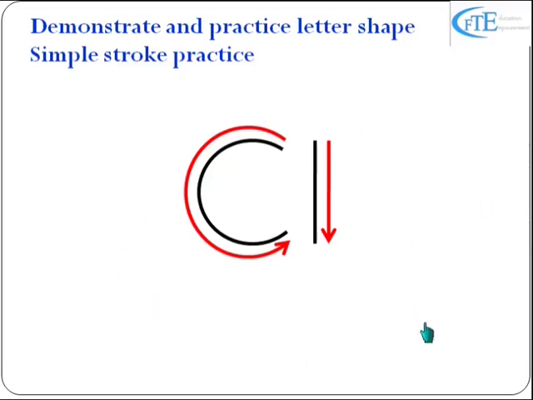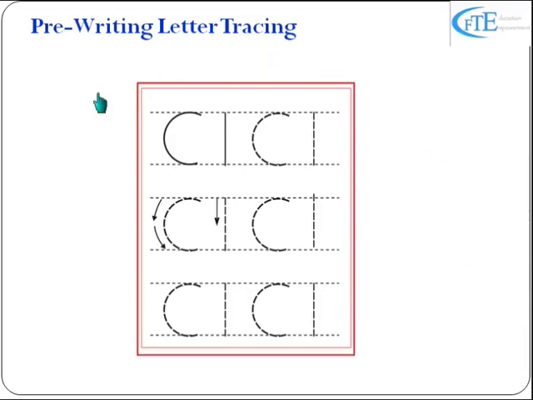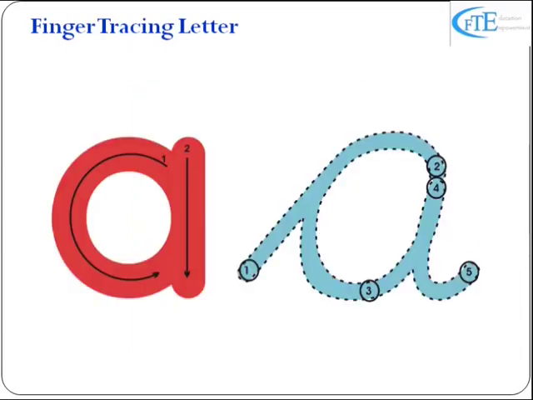Demonstrate the shape of the letter. So, when you introduce the letter and practice saying the sound, simultaneously practice the shape of the letter. Get the child to write the strokes that make up that letter. And here it is an anti-clockwise semicircle and a short vertical line. Again, get the child to finger trace the letter.